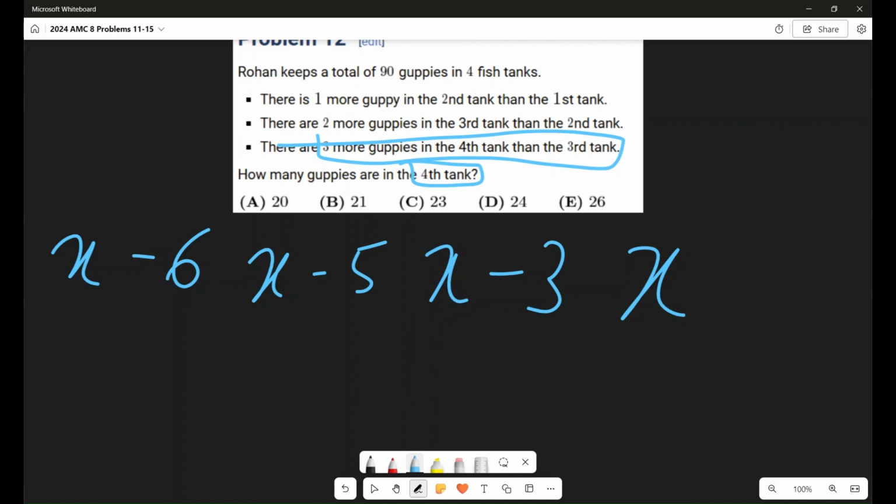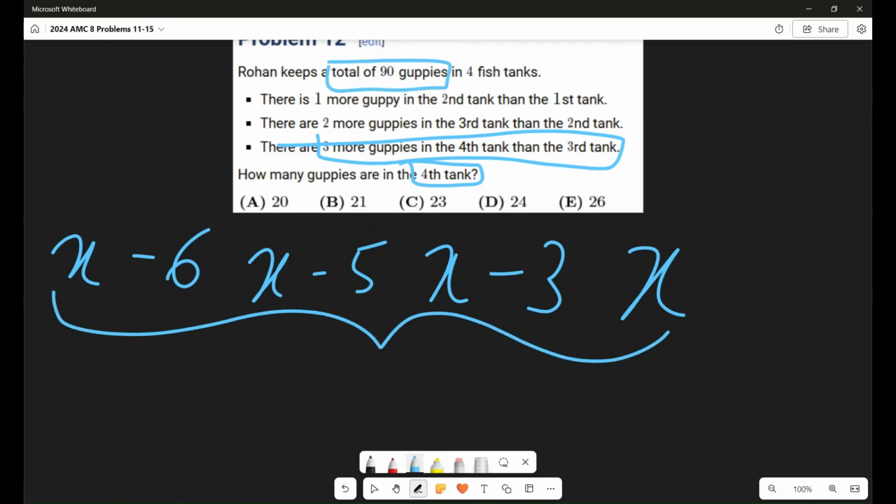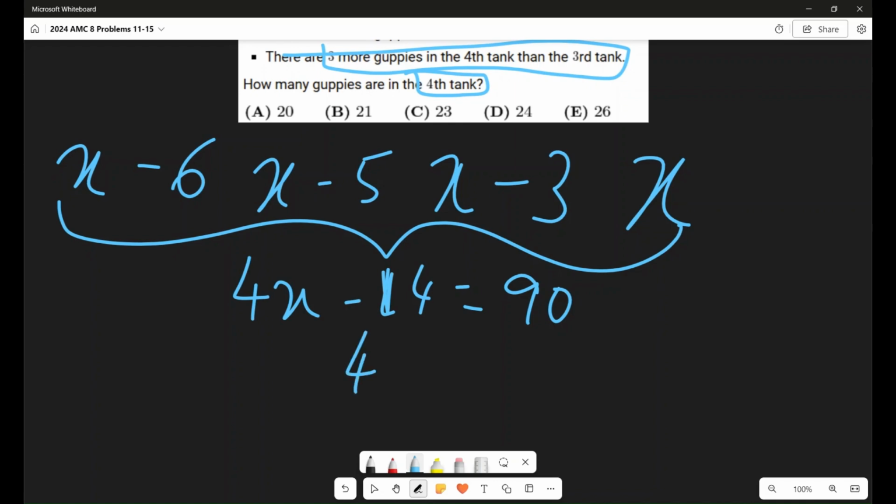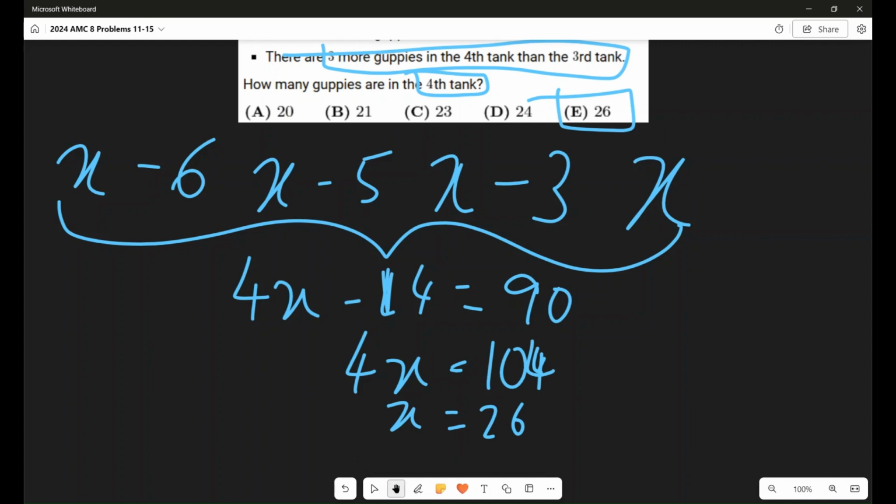Now we're also given that there's a total of 90 guppies. So if we add all of these up, it should be equal to 90. When we add them up, we get 4x minus 14. Now solving this equation gives 4x equals 104, so x equals 26. And that gives us an answer of E, and we can keep going.